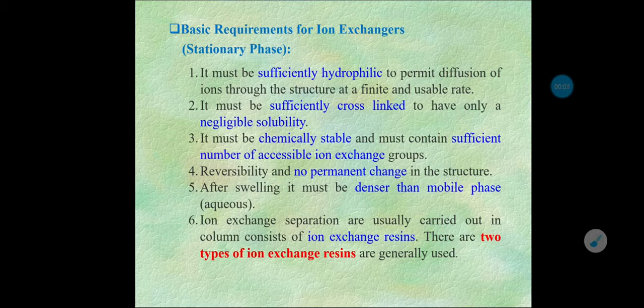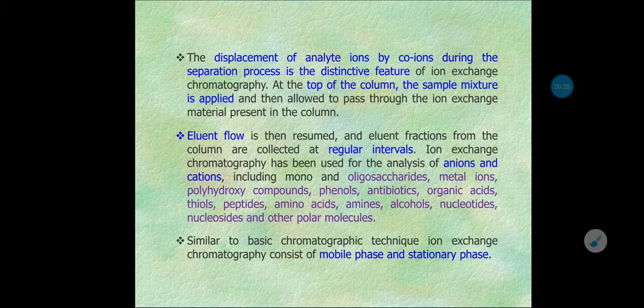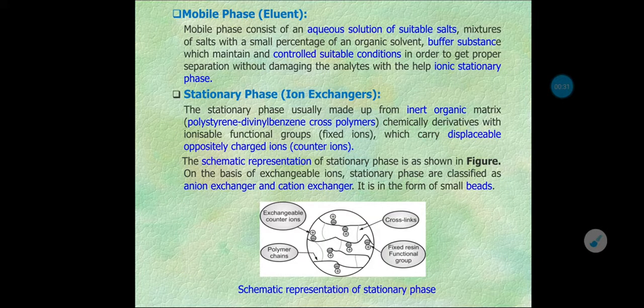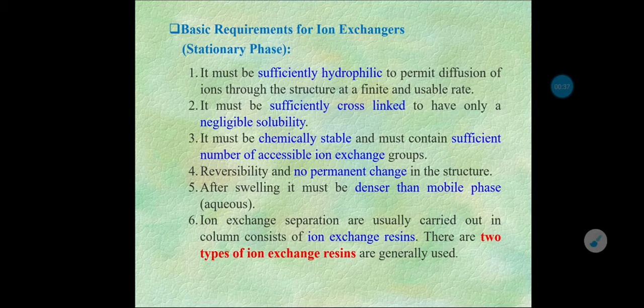In our previous lecture, we have started the fourth chapter, ion exchange chromatography. We have discussed about the principle of ion exchange chromatography, then mobile phase, stationary phase in ion exchange chromatography, and basic requirements for ion exchanger or stationary phase that we have already discussed.